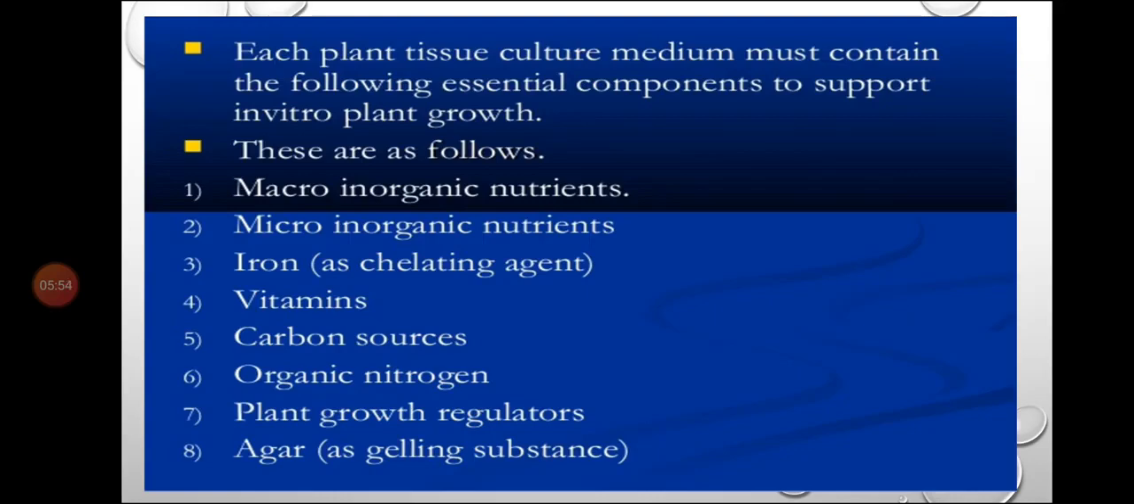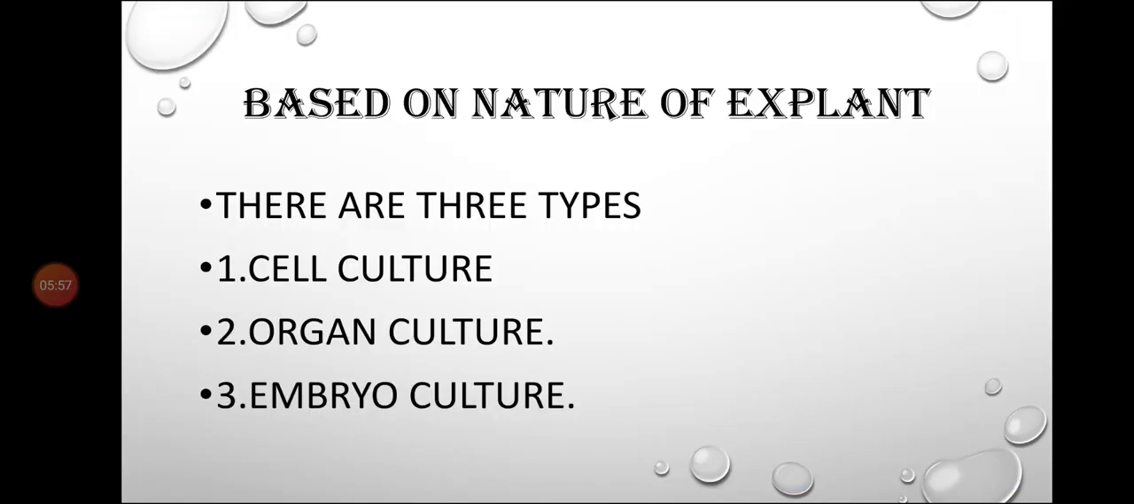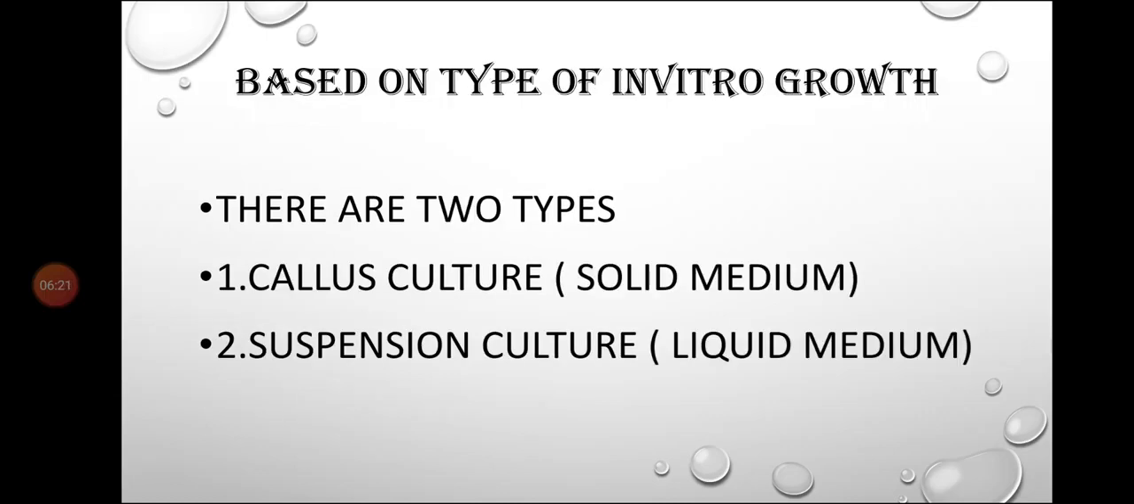Based on the nature of explant, there are three types of culture: cell culture, organ culture and embryo culture. There is no need to study these cultures in detail. And based on the type of in vitro growth, there are two types of culture, that is callus culture and suspension culture.